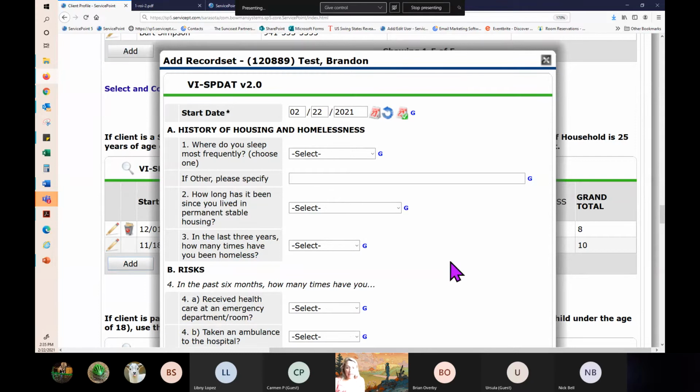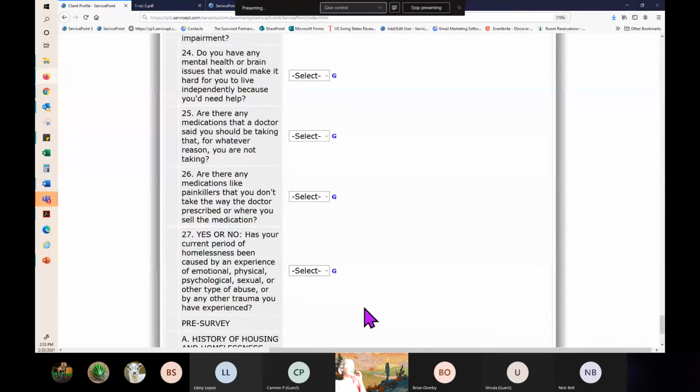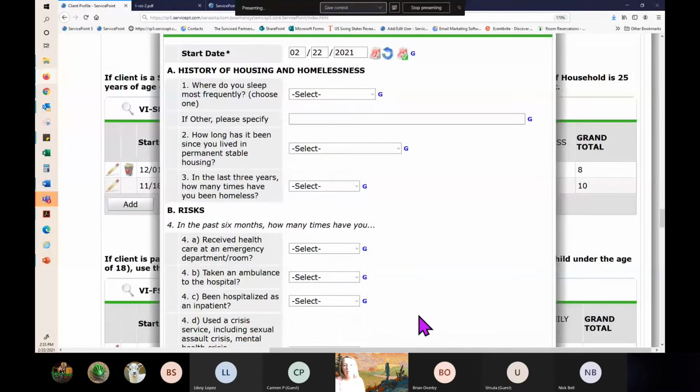And I recommend anybody that is going to do the VI SPDATs and regularly conduct coordinated entry intakes, print this questionnaire out. After you calculate it and answer all the questions, you can print it out at the bottom and familiarize yourself with the questions. Some of these questions are very sensitive in content, and if you're not used to asking the questions, it might feel a little intrusive, I guess. But it's all about triaging the client.